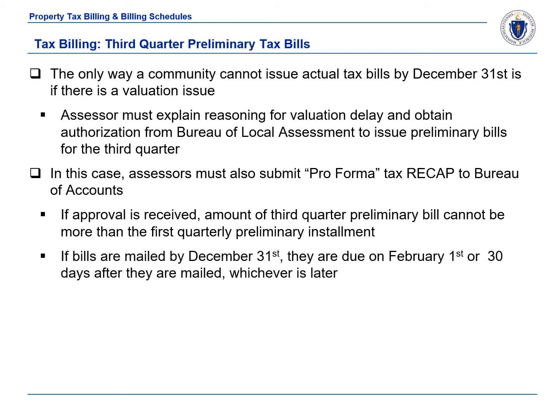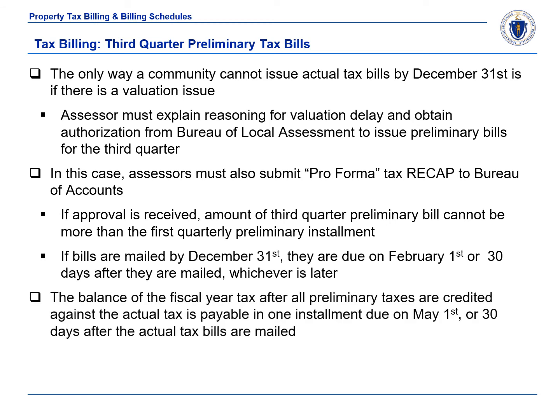If bills are mailed by December 31st, they are due on February 1st or 30 days after being mailed, whichever is later. The balance of the fiscal year tax after all preliminary taxes are credited against the actual tax is payable in one installment due on May 1st, or 30 days after the actual tax bills are mailed.